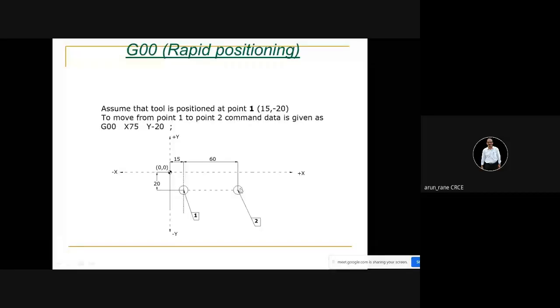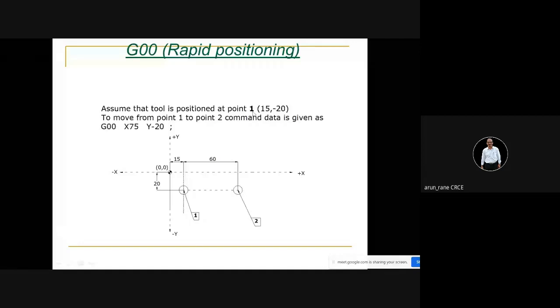So this was about G00. Right now, suppose you want to do this two holes drilling, and we assume that the tool is positioned at say point 1, that is here. What is the distance of point 1? That is say x 15 and y is minus 20.